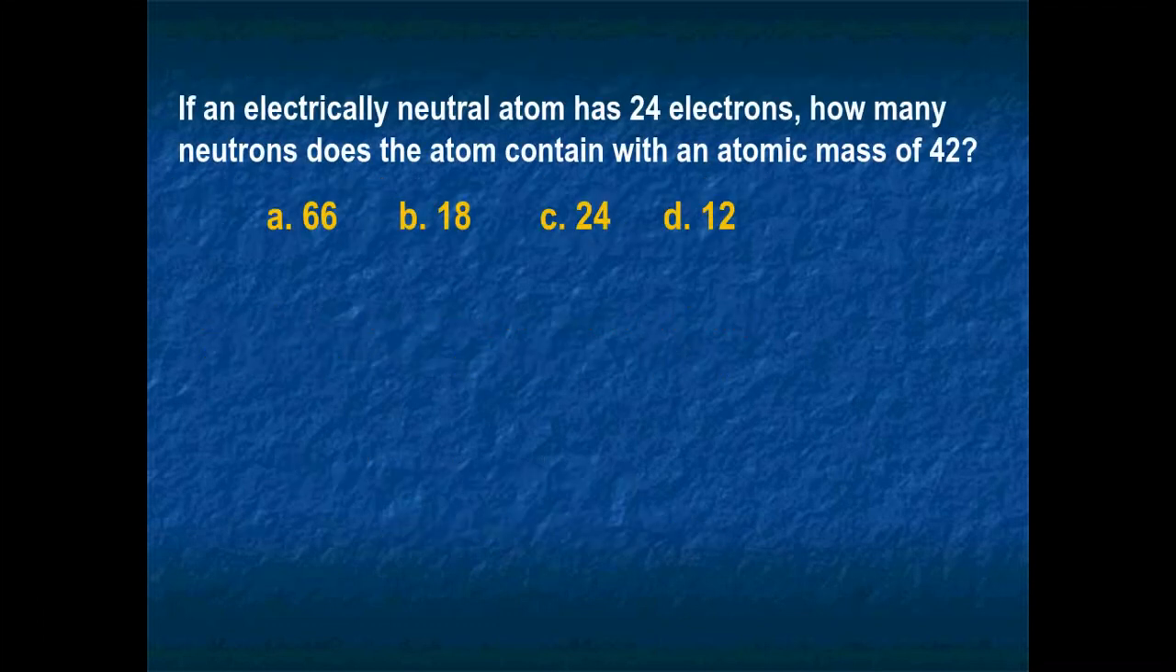This next one I'll let you do. It says: if an electrically neutral atom has 24 electrons, how many neutrons does the atom contain with an atomic mass of 42? All right, I'm going to pause for 1 minute and let you figure this out, and then we'll continue.